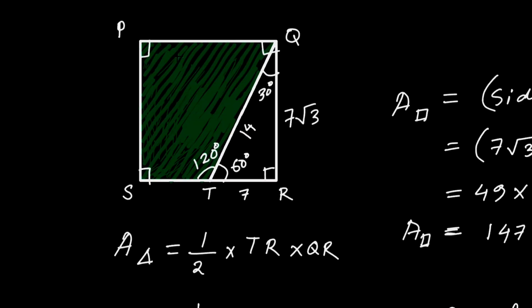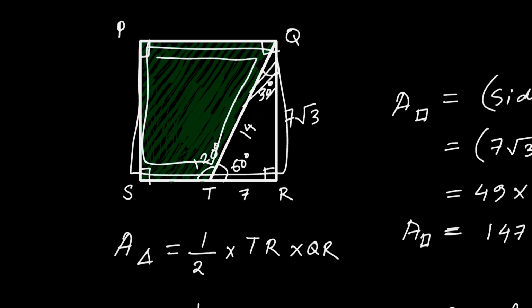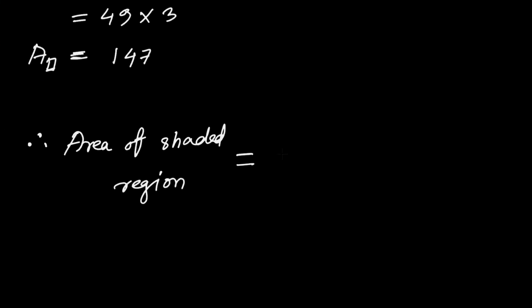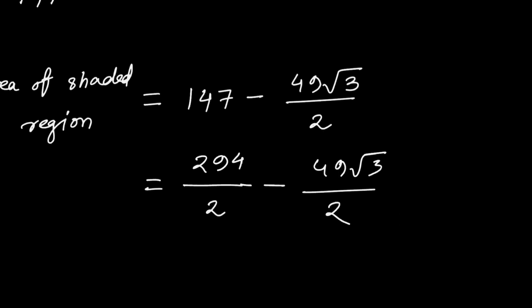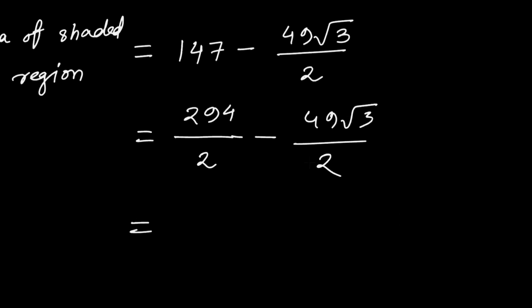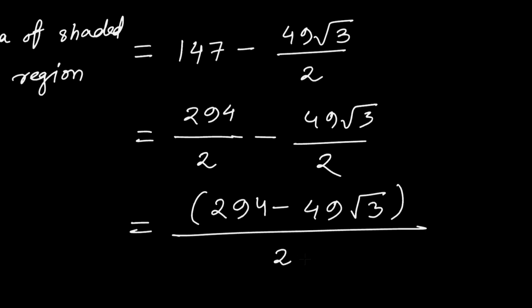The shaded trapezoid PQTS is simply the area of the square minus the area of triangle QRT. Substituting the values we found, the area equals 147 minus 49 square root of 3 divided by 2. To combine this into a single fraction, rewrite 147 as 294 divided by 2. Then subtract 49 square root of 3 divided by 2. This gives us the quantity 294 minus 49 square root of 3, all divided by 2.